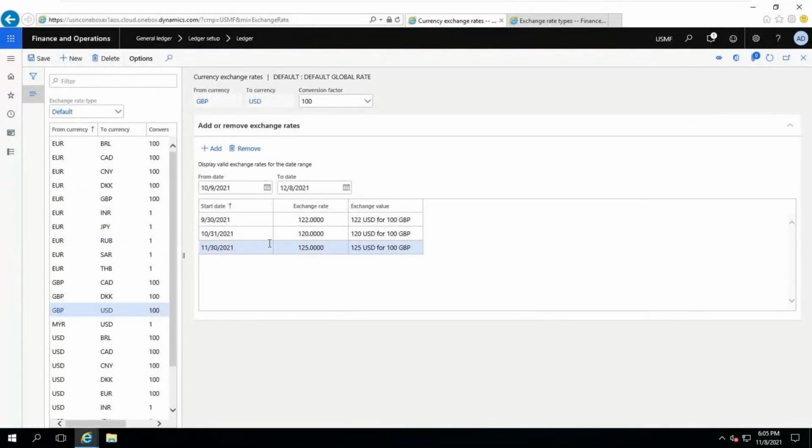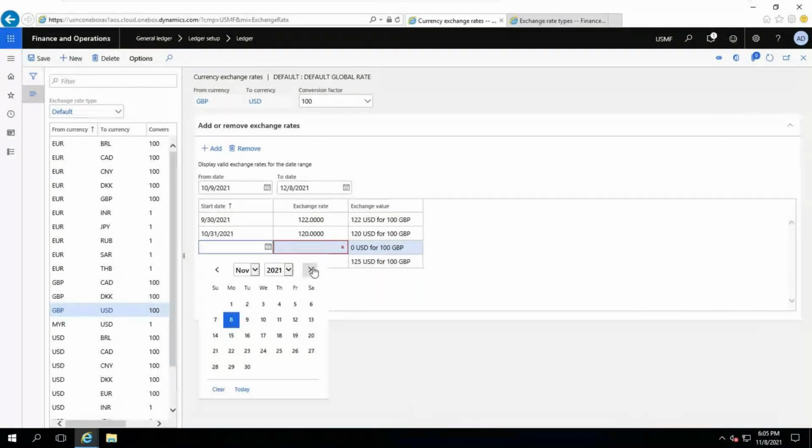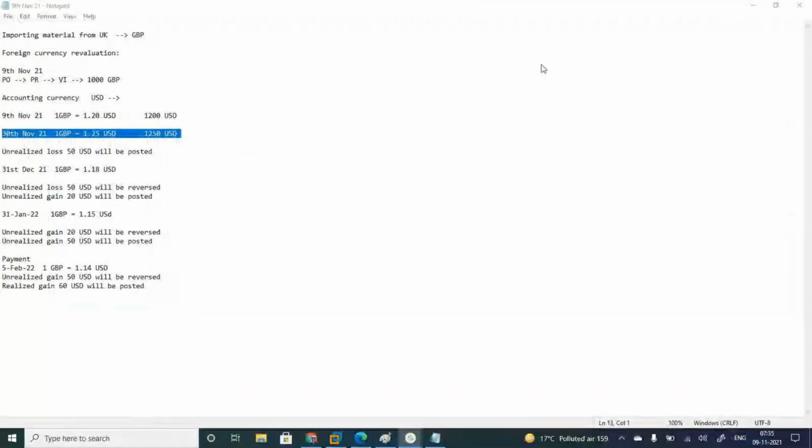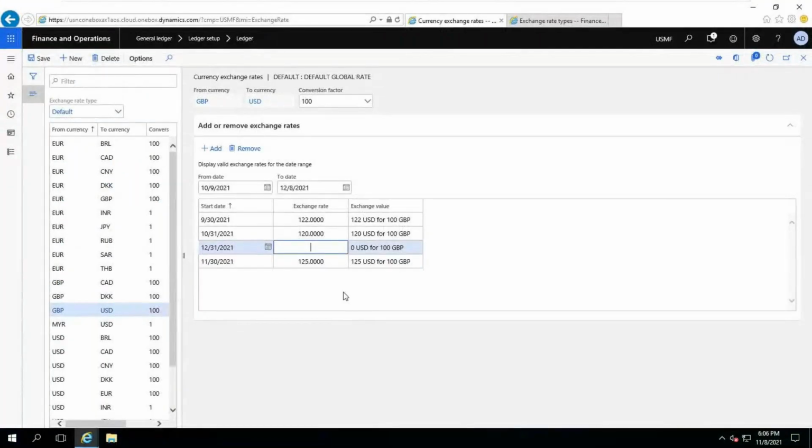Now click on add. Select December 31st. What is the exchange rate we have configured? Let me go here. Now the exchange rate is 1.18, which means 100 GBP equals 118 US dollars. I have created 118 US dollars.